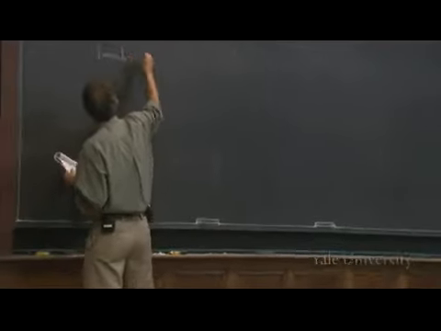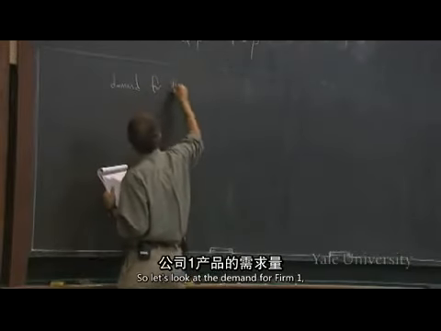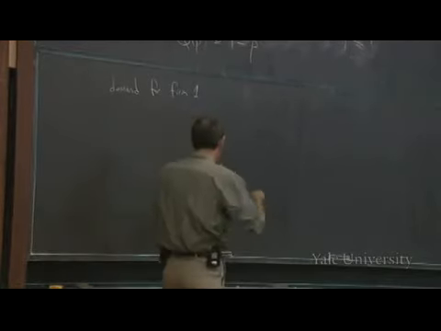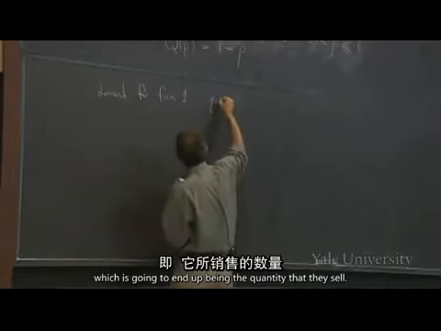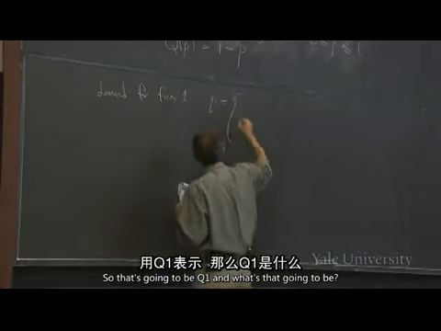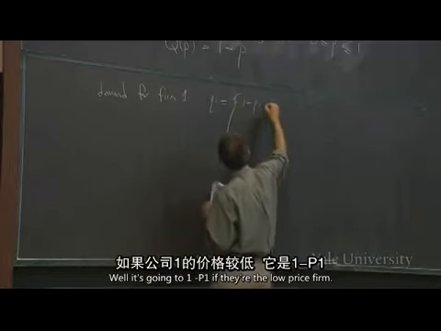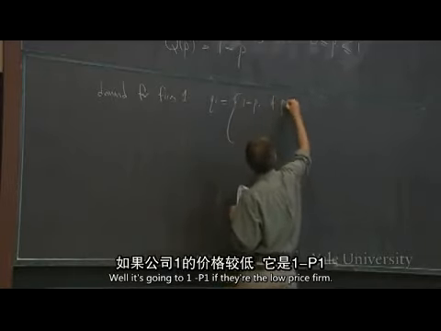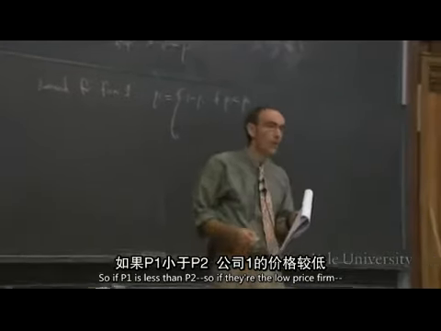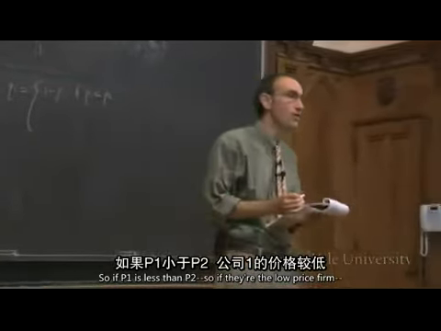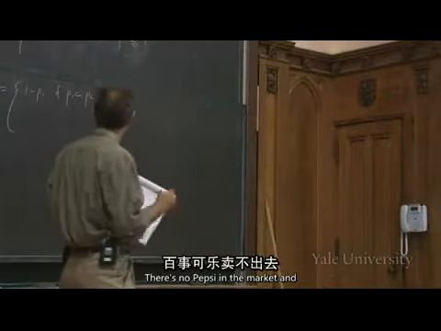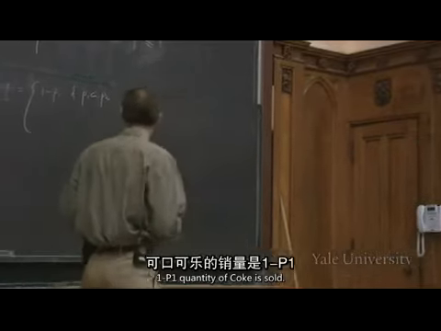So let's look at the demand for firm 1, which is going to end up being the quantity that they sell. So that's going to be Q1. And what's that going to be? Well, it's going to be 1 minus P1 if they're the low-price firm, so if P1 is less than P2. If Coke is the low-price firm, only Coke sells in the market, there's no Pepsi in the market, and 1 minus P1 quantity of Coke is sold.